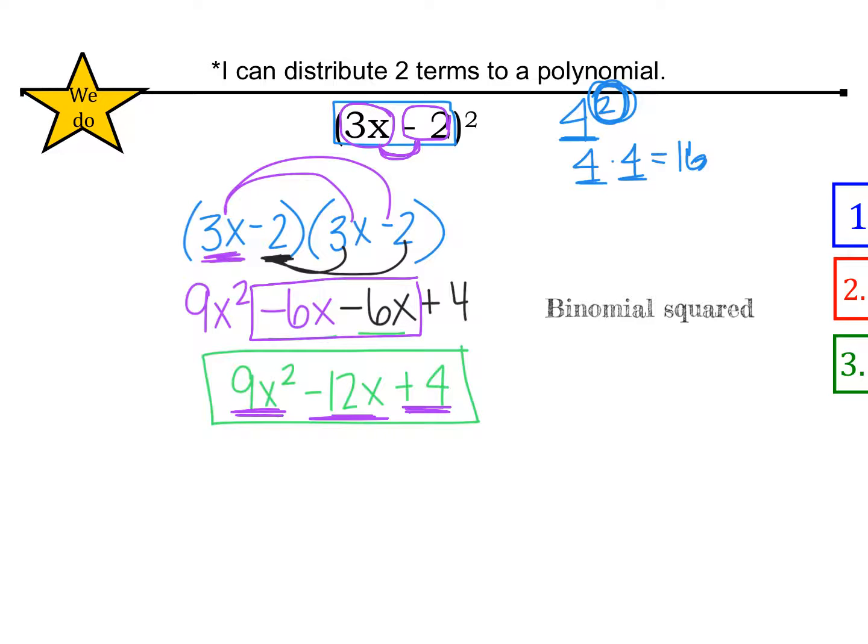So that's a shortcut. We're going to work on that a lot, so don't feel overwhelmed and think that you need to understand that. But we are going to start with talking about binomial squares and how there's a structure and a pattern to it that we can follow.